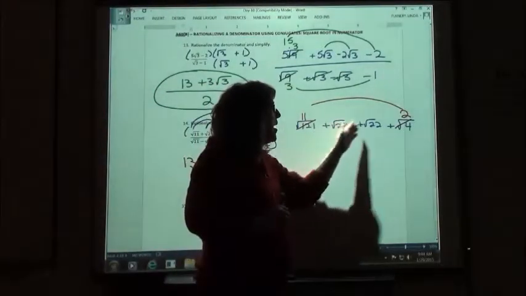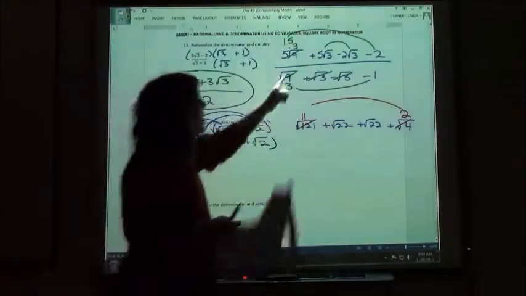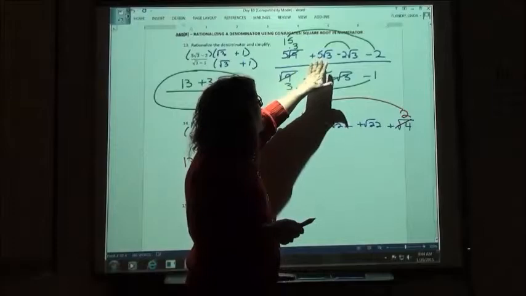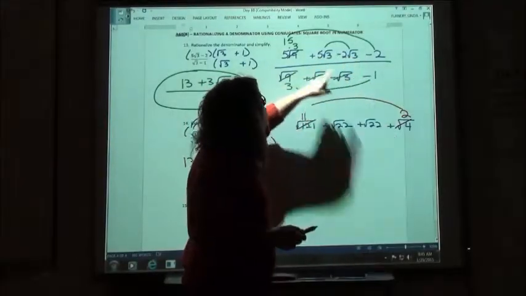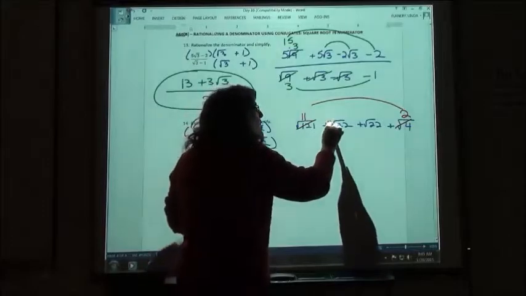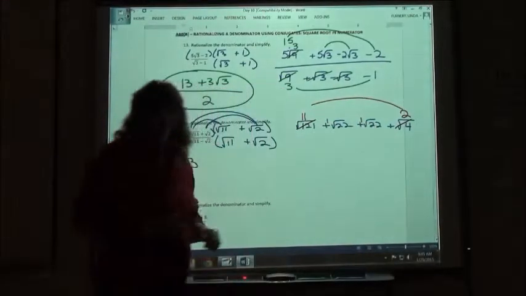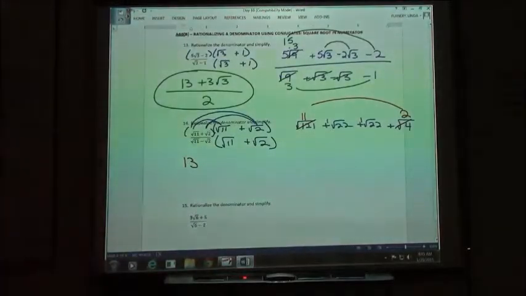Then I have to combine the two middle ones. Now this is where people get confused because think about what we did up here. We had 5 square root of 3 minus 2 square root of 3's. We're combining just the front numbers. Here, this is 1 square root of 22 plus another 1 square root of 22, and 1 plus 1 is 2 square root of 22.